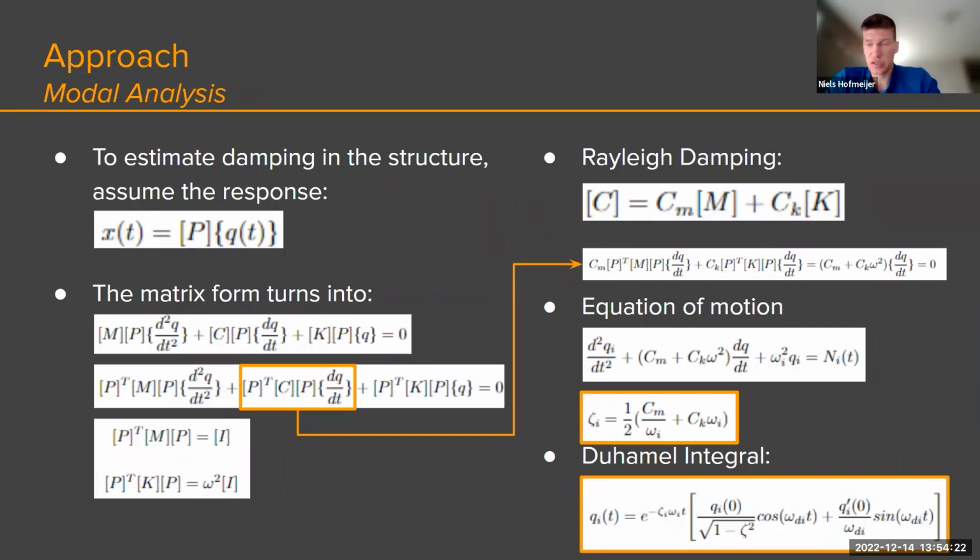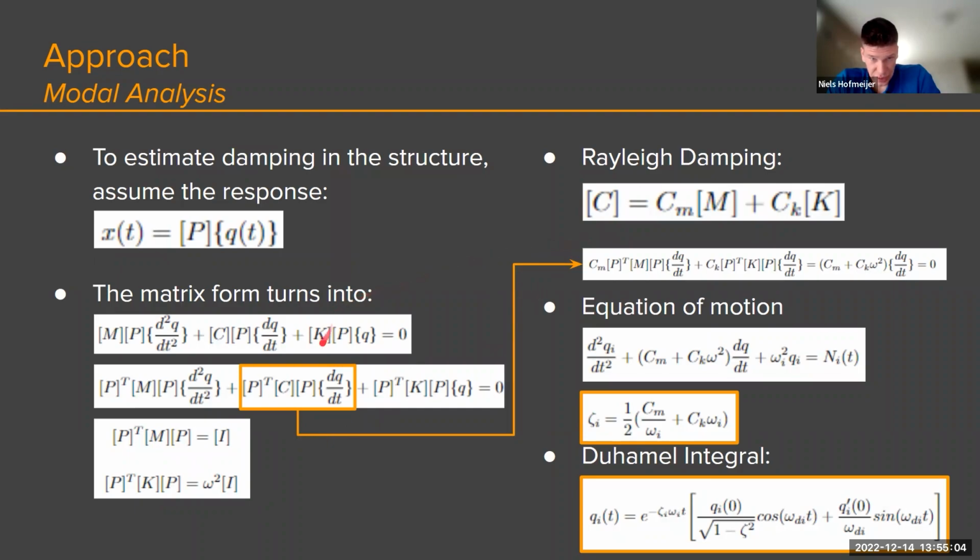Modal analysis starts with assuming the response to be a time function times the normalized modal matrix. Putting this into the matrix form and multiplying that matrix form times the transpose of this normalized modal matrix will result in this equation, where, since it's normalized to the mass, it will turn into an identity matrix. Since the stiffness divided by the mass is omega squared, this term will turn into omega squared times the identity matrix.